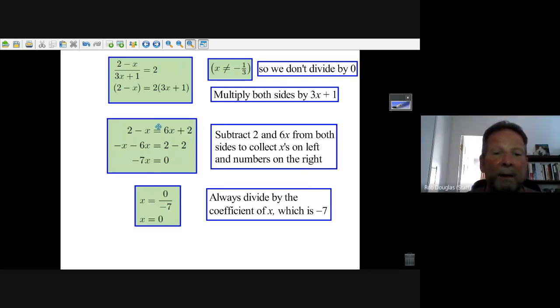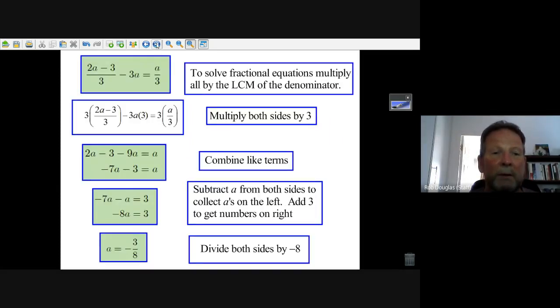Well, now we multiply out the bracket. 2 times 3x is 6x. 2 times 1 is 2. We want to get the x's on this side, so we subtract 6x from both sides. And we subtract 2 from both sides. 2 minus 2 is 0. And 2 minus 2 on this side is 0. Then we divide by the number in front of x, minus 7. 0 divided by minus 7, we get our solution, which is 0. We could check to see if it's true by putting 0 back in here, and we can find out that it equals 2. That might be a good thing to do to check it.